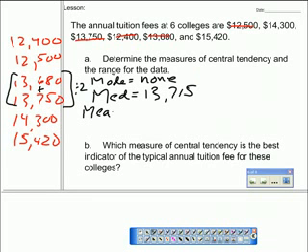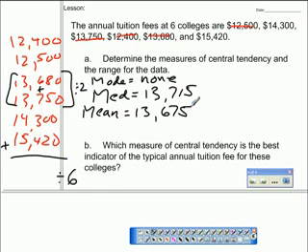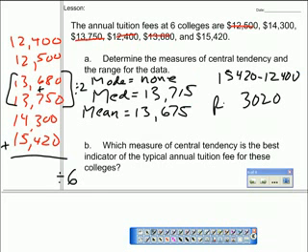Now the mean, I got to take all of these numbers, add them up, and divide by 6. Okay. And that gives me 13,675. Thank you, John. What's the range? Well, 15,420 minus 12,400. 3,020. So the range is 3,020.